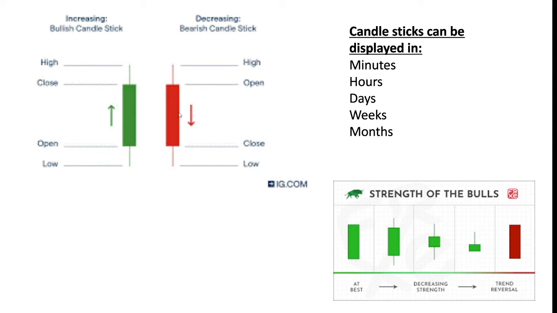So one of these candlesticks could either represent 1 minute, 2 minute, 3 minute, 4 minute, 5, 15 minute, 30 minute, etc. Could describe 1 hour, 2 hour, 3 hour, 4, 8, or it could display a day or weeks or months. And I put a little example here to the bottom right, just to kind of show the strength of a candle. At best, this is what it looks like.